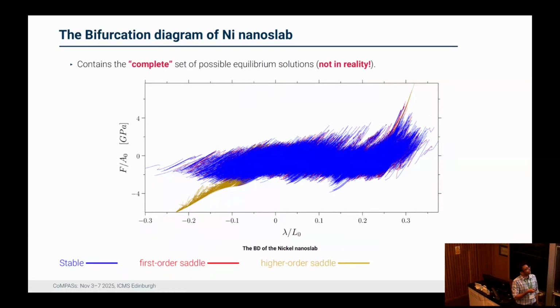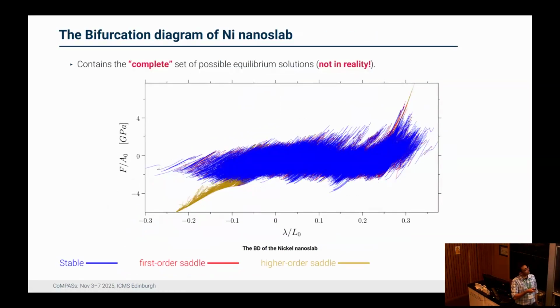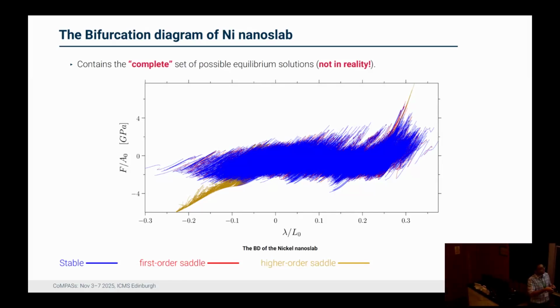So the blue ones are the stable pathways, the goldenrod ones are the higher order saddles, and the red ones are the first order saddles. From a physics point of view, only from a statistical mechanics point of view, these two are important to us. But the others are also important in the sense that they allow us to complete the picture, because you never have a complete bifurcation diagram. They are part of the game, but they do not directly enter into our thermodynamics.